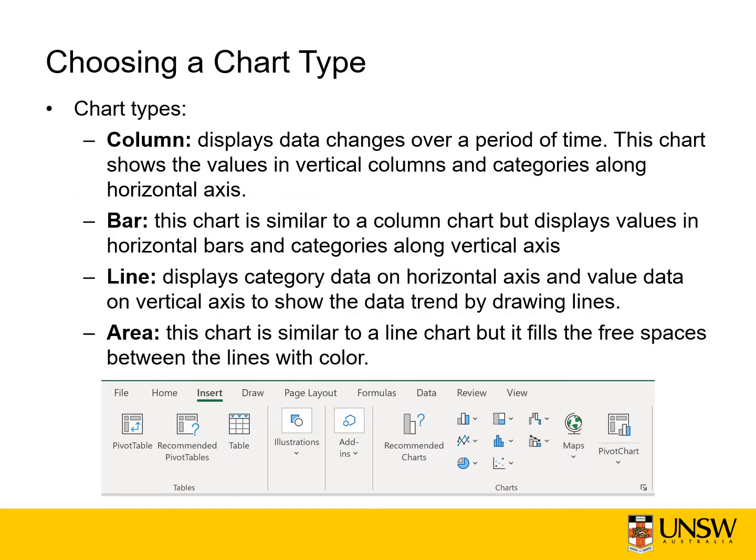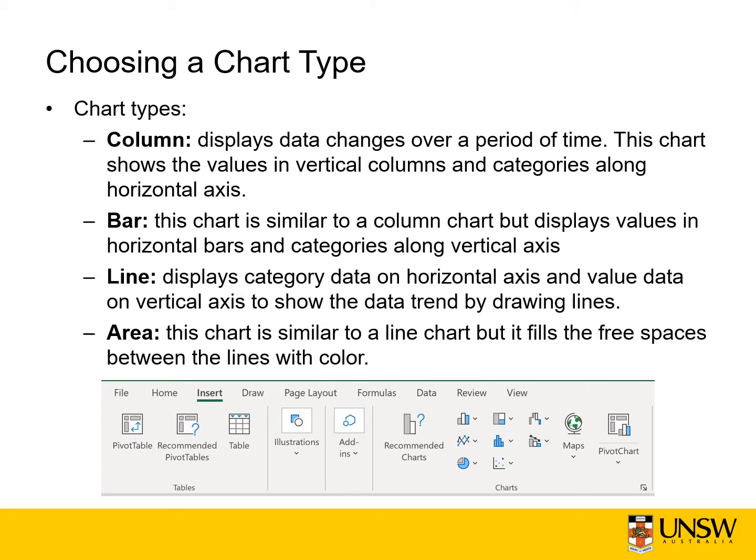There are different chart types in Excel. Let me give you a quick overview of the usage of each chart type. The first one is column chart, which is used to compare values in vertical columns where the height represents the value and categories display along the horizontal axis. Bar chart displays value in horizontal bars where the length represents the value and categories display along the vertical axis.